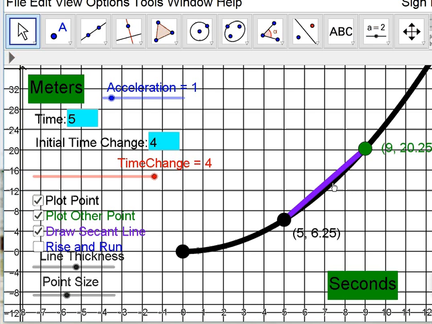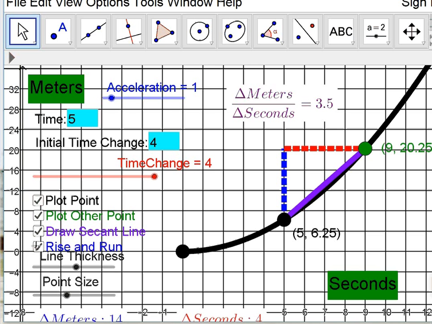And basically, the average rate of change, we'll go ahead and show our rise over run, is just the distance traveled divided by how long the time took. So in this particular case, it looks like they traveled 20.25 minus 6.25, so 14 meters, and they did it in a matter of 4 seconds. If you divide 14 over 4, you get 3.5 meters per second. That would be their average velocity from 5 to 9.